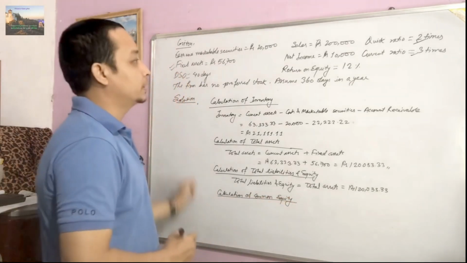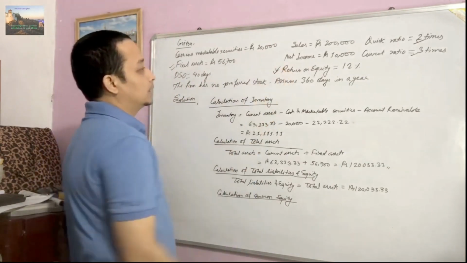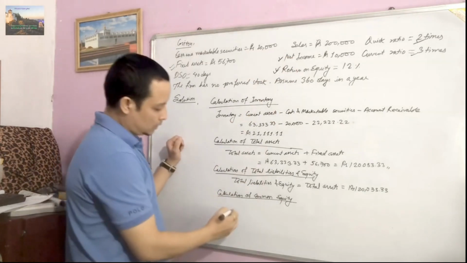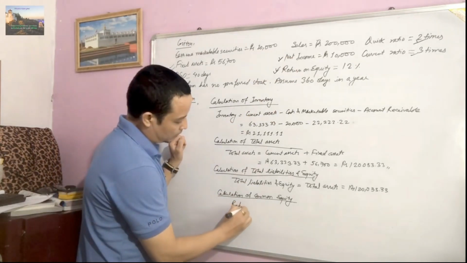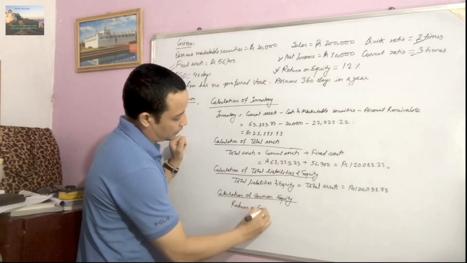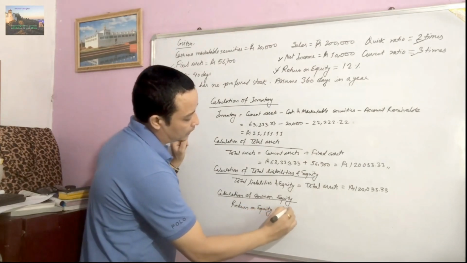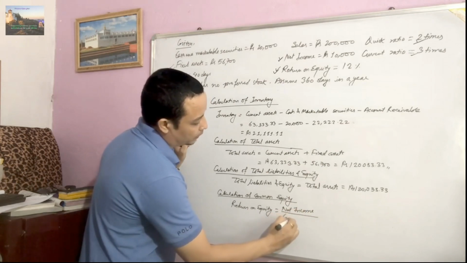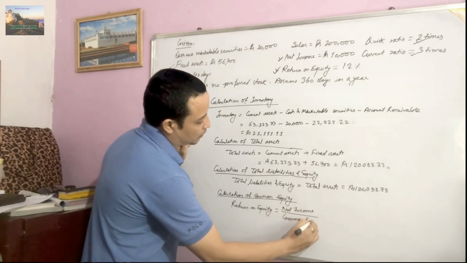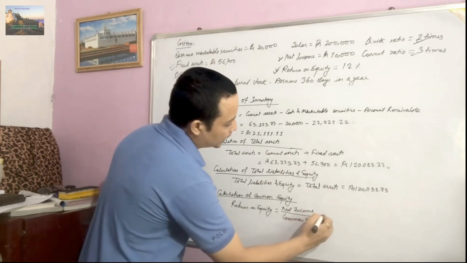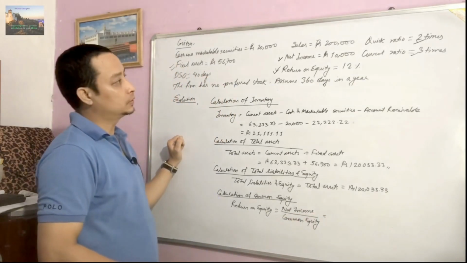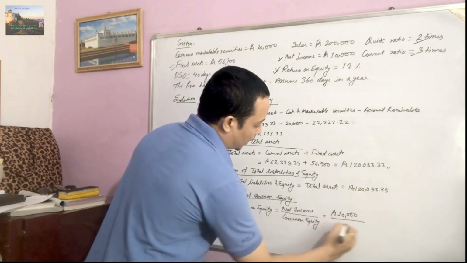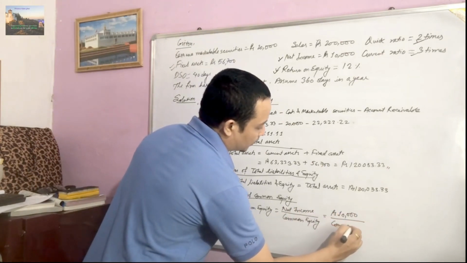For calculation of common equity, return on equity is given here, and also net income is given here. So here return on equity equal to net income upon common equity. So net income is rupees 10,000, and here common equity again same common equity.